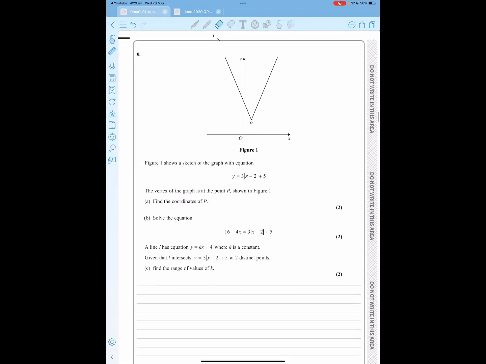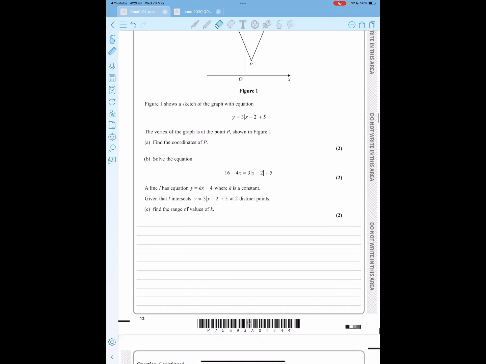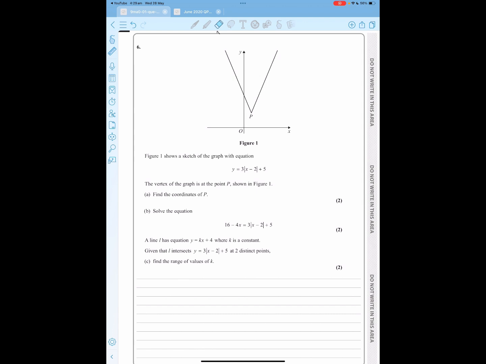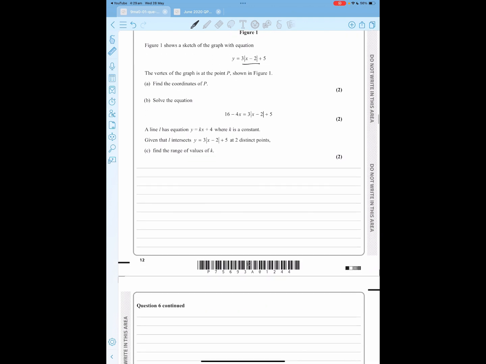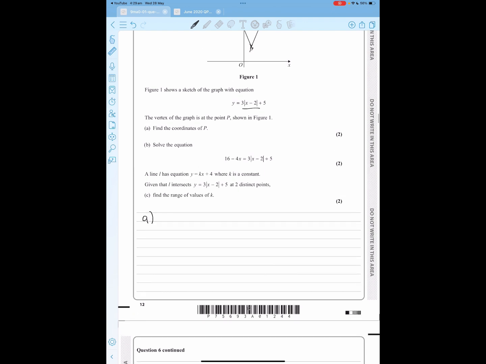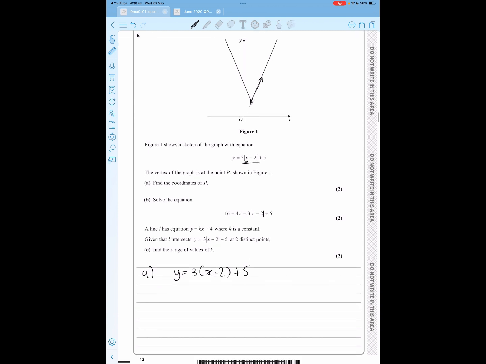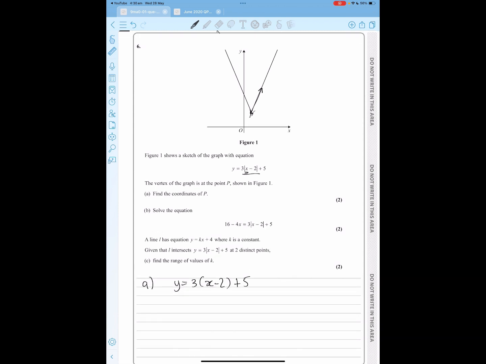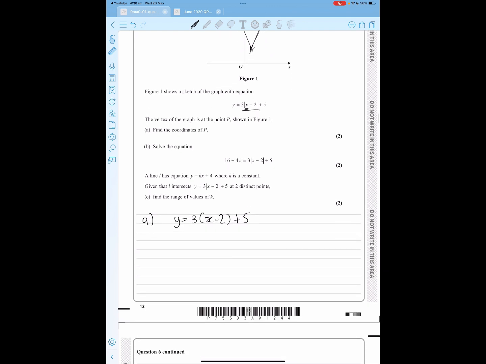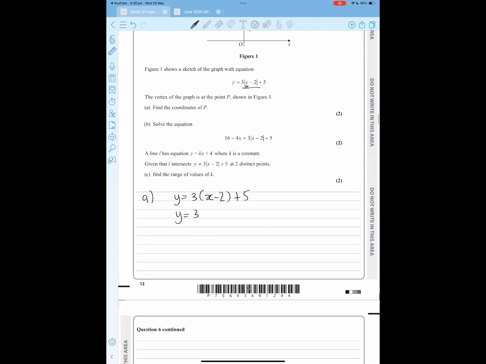Okay, so for question 6, this is just a modulus question. So for this one, for part A, it says to find the coordinates of P. So for these questions, I like to think these two lines are separate, and we know that this is a modulus sign. So for one of them, you can just take it normally, ignore the modulus, and just rewrite the line as that. And then that would be this line going upwards because the coefficient of x is going to be positive. Now for this line, you would just negate whatever's in the modulus. So it would be 3 times minus x plus 2 plus 5.